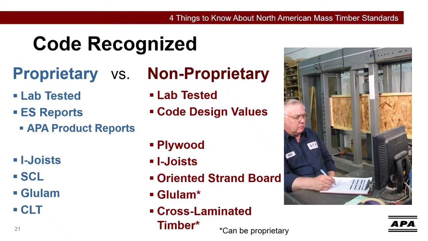Engineered wood products that bear the APA trademark are manufactured in accordance with APA or national standards. The trademark is the manufacturer's assurance that the product conforms to standards noted on that trademark. APA members commit to a rigorous program of quality inspection and testing. Many engineered wood products are proprietary and use proprietary engineering standard reports and APA product reports for their code recognition, product use, and design information.